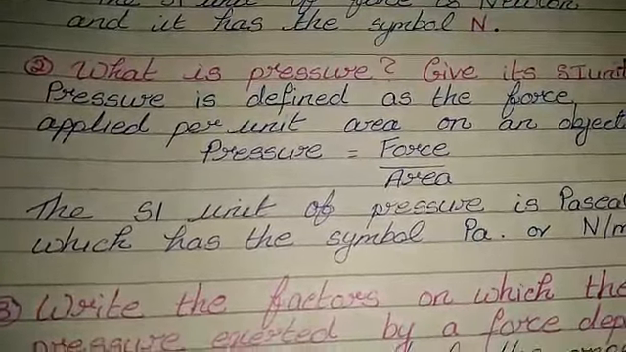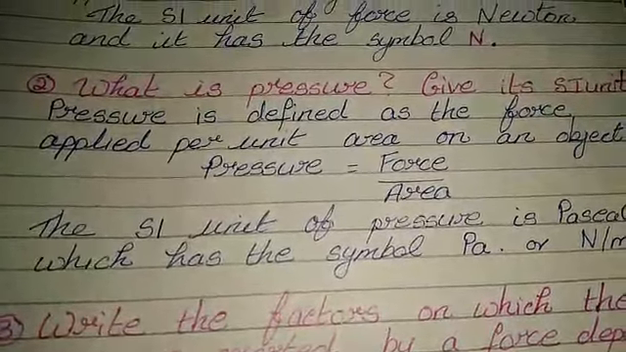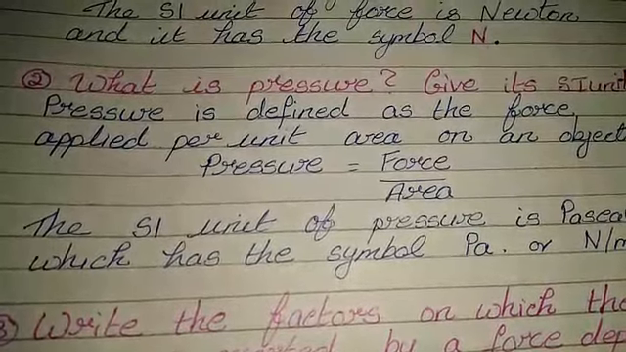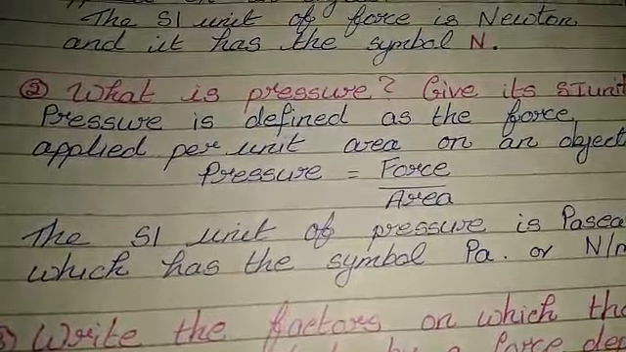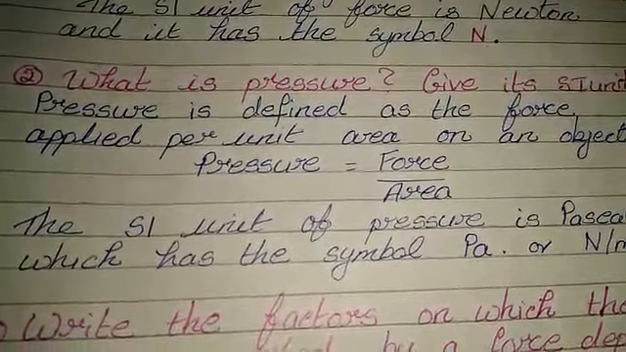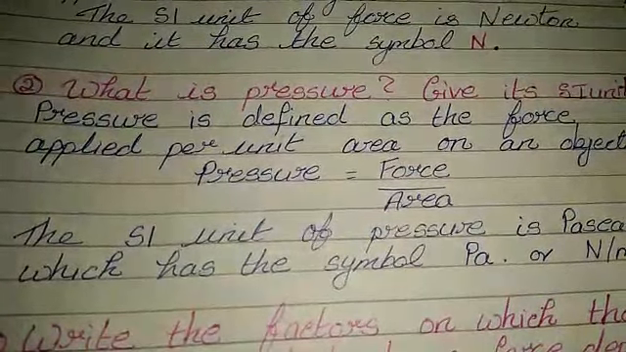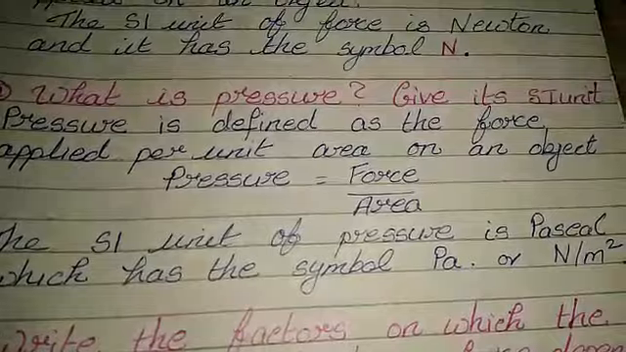What is pressure? Give its SI unit. Pressure is defined as the force applied per unit area on the object. Pressure is equal to force by area. The SI unit of pressure is Pascal, which has the symbol Pa or Newton per meter square.